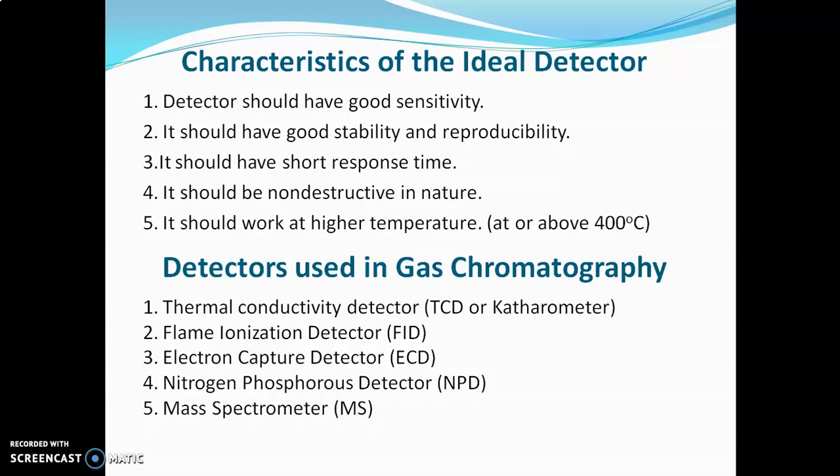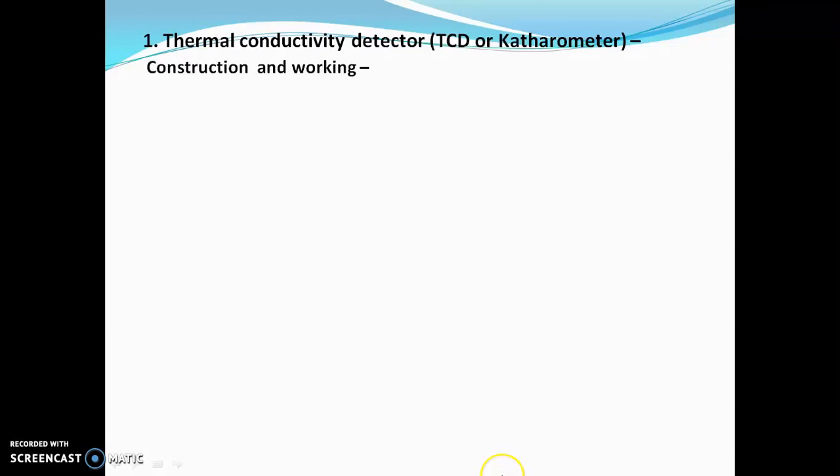Now, thermal conductivity detector and electron capture detector are non-destructive detectors. They do not destroy the structure of sample, while flame ionization detector, nitrogen phosphorus detector and mass spectrometer detector are destructive detectors. They destroy the structure of sample. Now we'll see each detector in detail. First detector is thermal conductivity detector, also known as Katharometer. First we'll see construction and working.